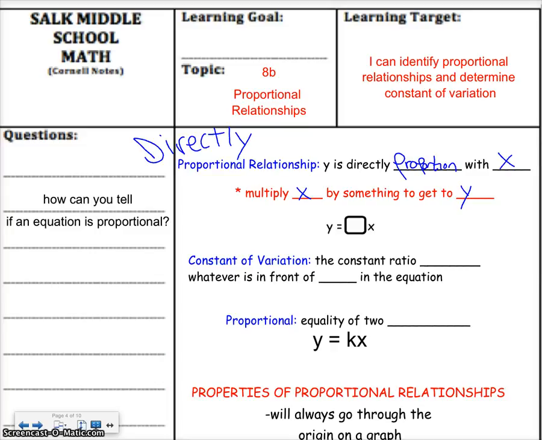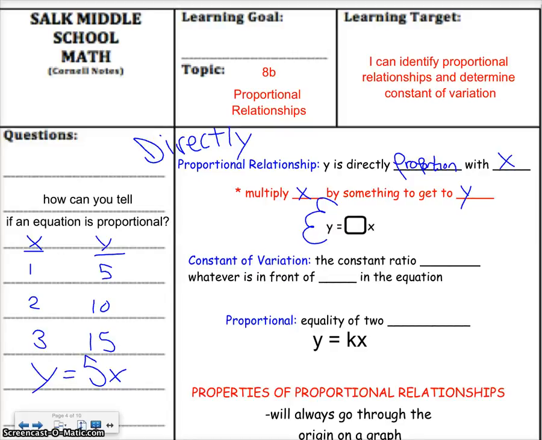For example, if I was given this table, 1, 2, 3, 5, 10, 15. This represents a directly proportional relationship because I can times x by 5 to get to y. 1 times 5, I get directly to y. 2 times 5, I get directly to y. 3 times 5, I get directly to y. This equation is y equals 5x. It is directly proportional. I can multiply x by something to get to y.